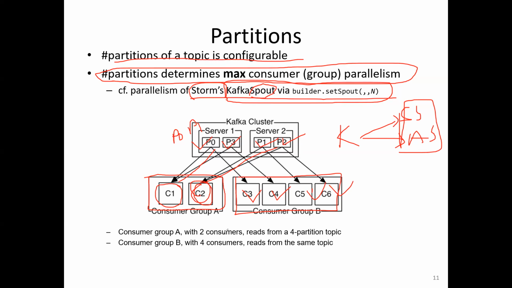Two consumers read from a four partition topic. Four partitions hain ye. Four consumers read from the same topic. So that topic is divided into four partitions, right? P0, P1, P2, P3, and four. So the same topic, this topic is the same, divided into four partitions. It's just that the requirements are different. And because of the fact that I'm able to distribute the partitions, it helps the consumers in acquiring the data.